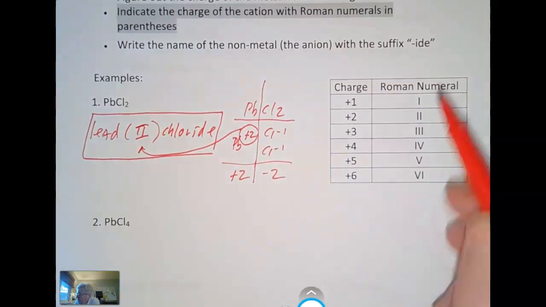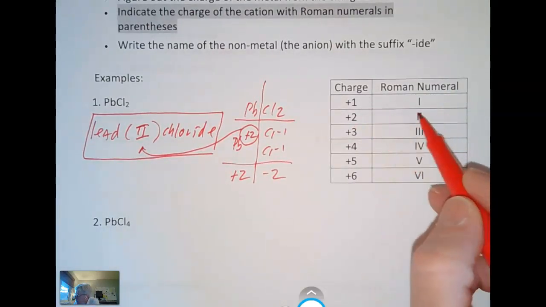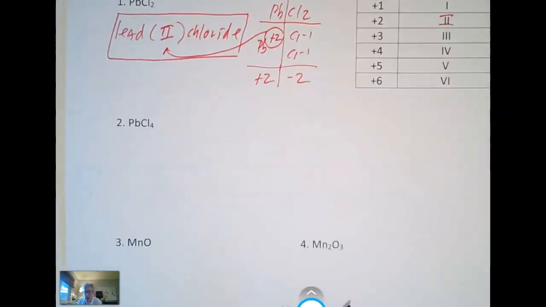All right, and I put this little table on here. I'm not sure if you know your Roman numerals or not. So Roman numeral 2 is what you use if you have a charge of +2 on your metal. All right, let's do another one.